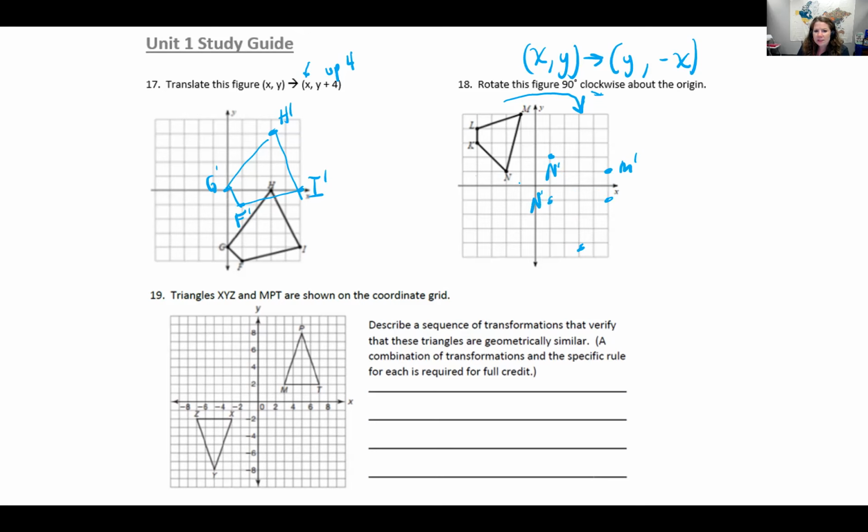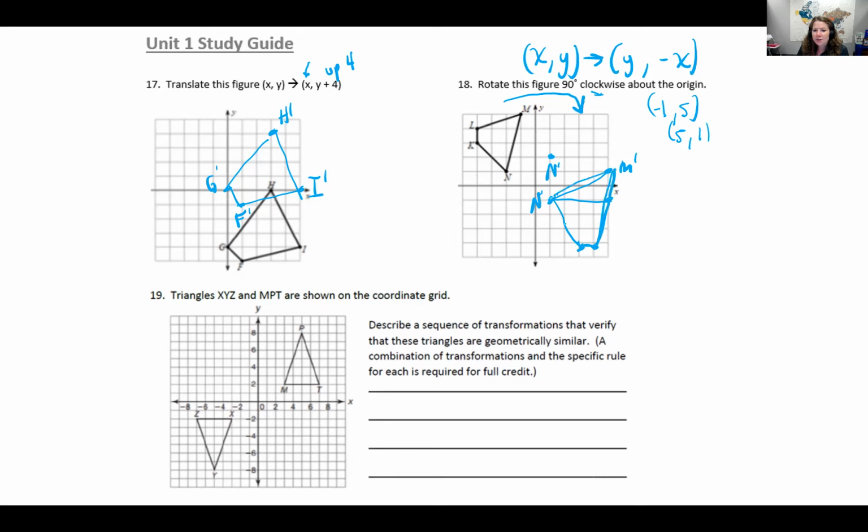And then L, 1, 2, 3, 4, 1, 2, 3, 4. So it's supposed to be 1, 2, 3, 4, 5. Negative 1, 5. 5 comes to the front. And 1, okay, so M was right. Yeah, it should be the same size. So I kind of messed that one up.